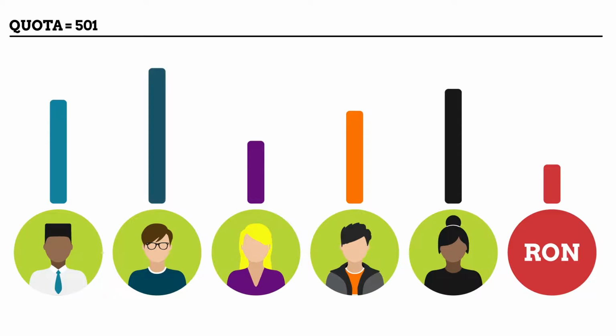We can see here that Jim is the most popular candidate with 400 votes, but no candidate has reached the quota of 501. As no candidate has reached quota, we now eliminate the least popular candidate. In this case, this is Ron, who only got 125 votes.